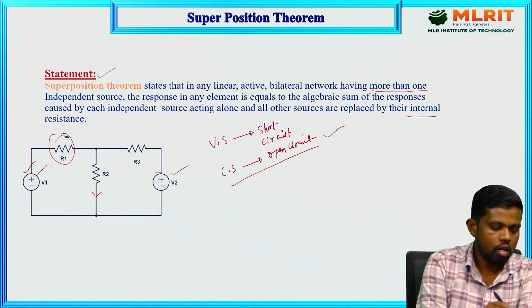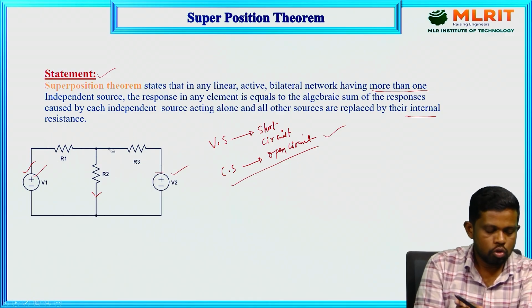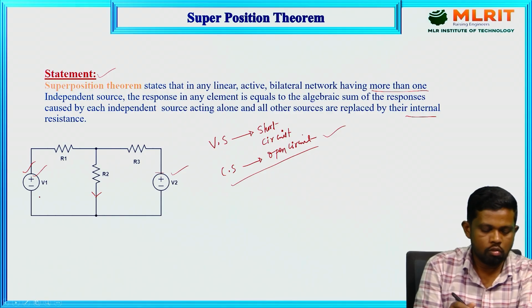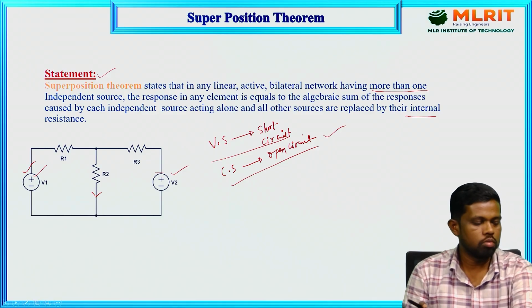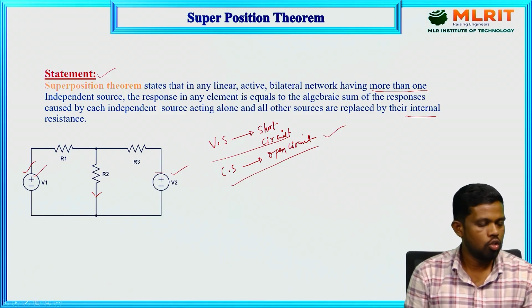If an alternate source is connected, the rest of the sources can be disconnected. If it is a voltage source, we can simply short circuit it. If it is a current source, we can simply open circuit it. So this is the statement of the superposition theorem.